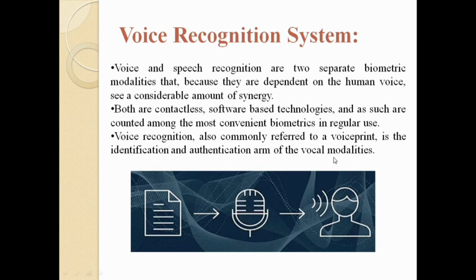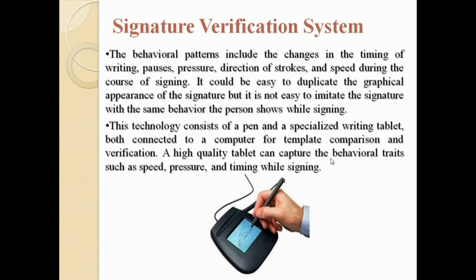Next, we have the signature verification system. The behavioral patterns include the changes in the timing of writing, pauses, pressure, direction of strokes, and speed during the course of signing. It could be easy to duplicate the graphical appearance of the signature, but it is not easy to imitate the signature with the same behavior the person shows while signing.